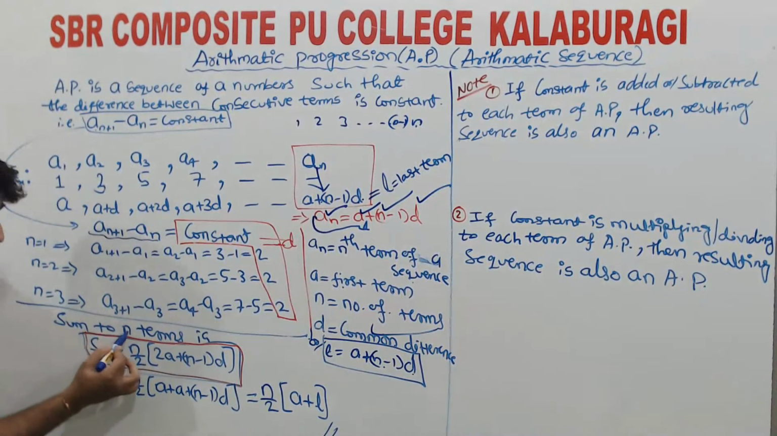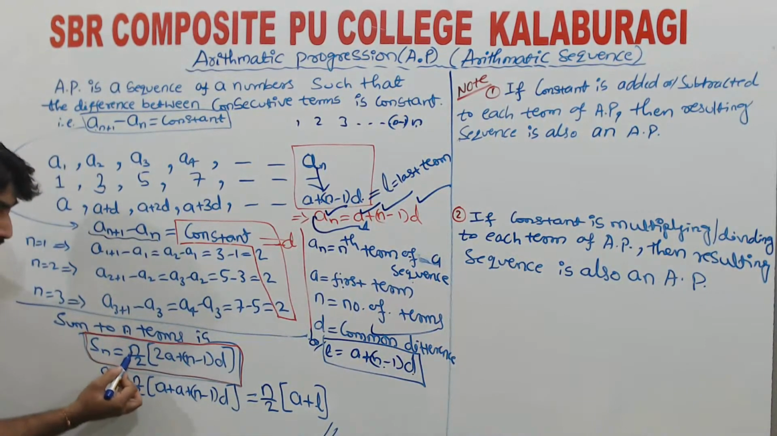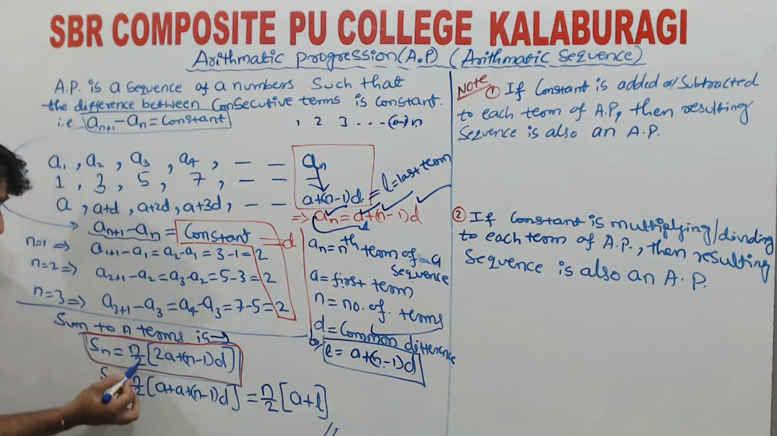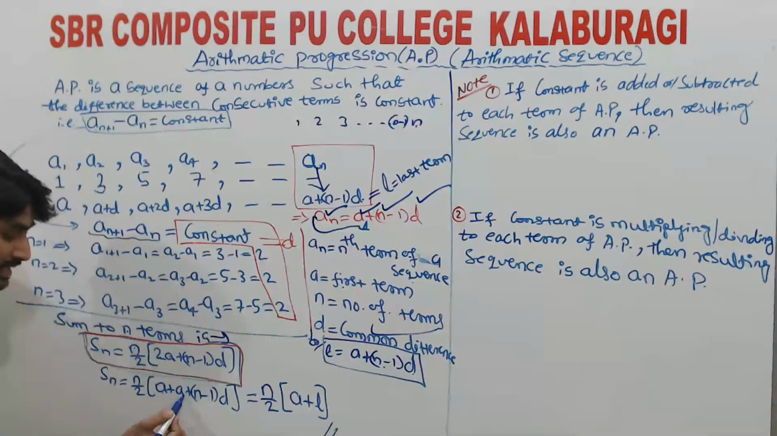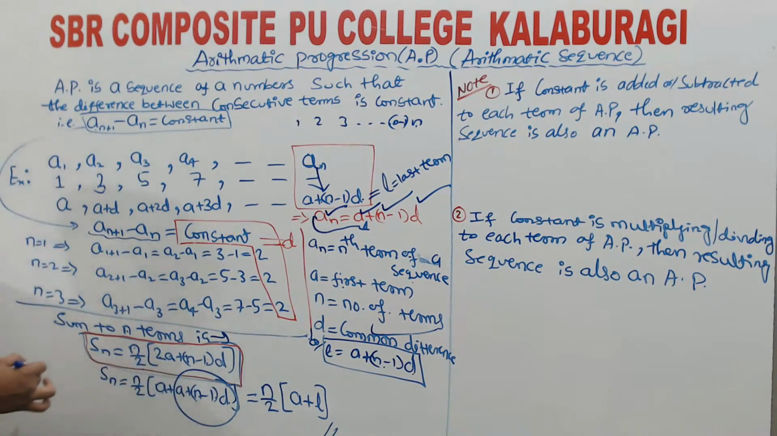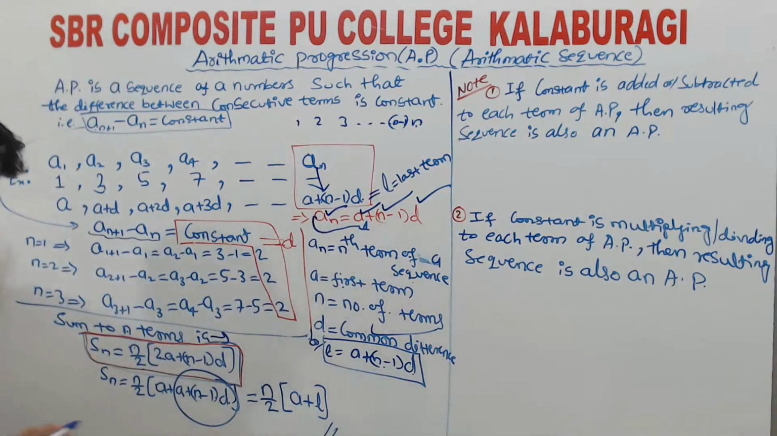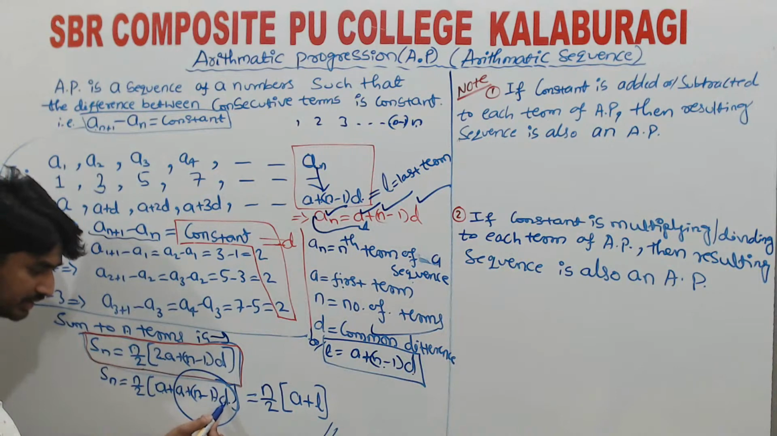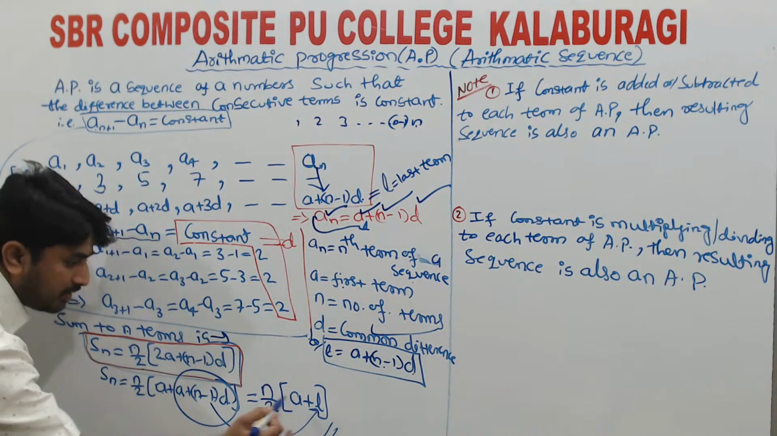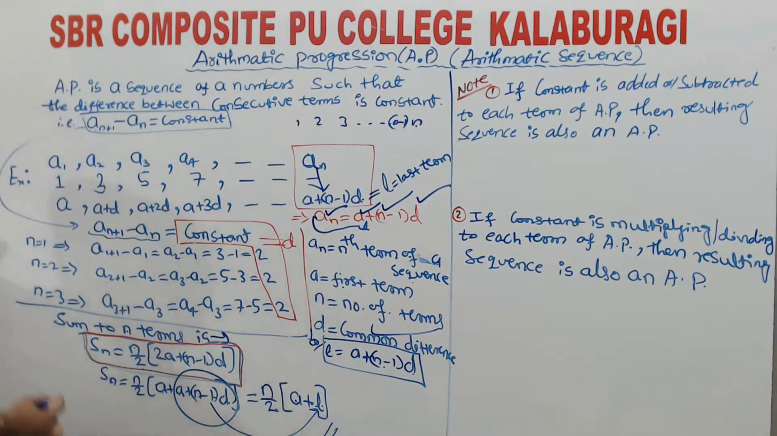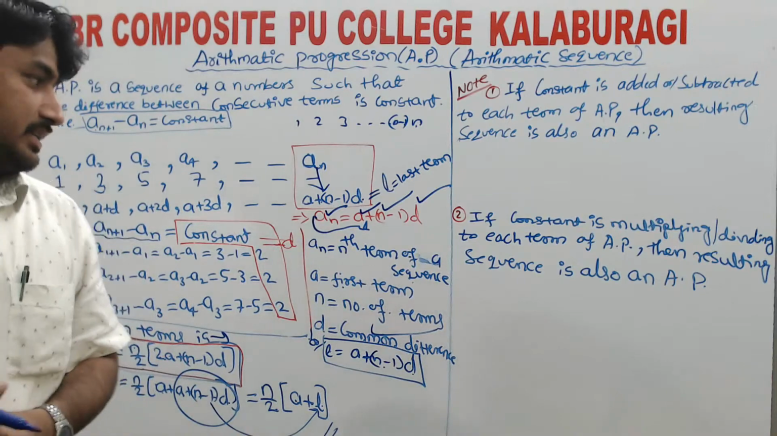And the sum to n terms is Sn equal to, as you already know, the sum of the series formula n by 2 into [2a plus (n minus 1) d]. Here already we know that a plus (n minus 1) into d is called L. Replace a plus (n minus 1) d by L. It becomes Sn equal to n by 2 into (a plus L). It is also called the sum to n terms of the series.